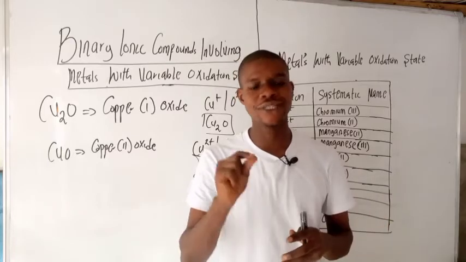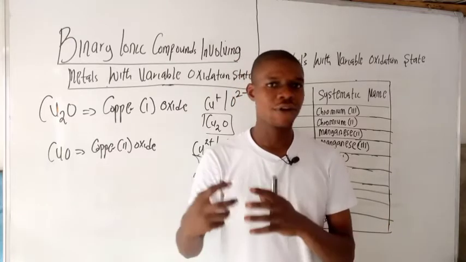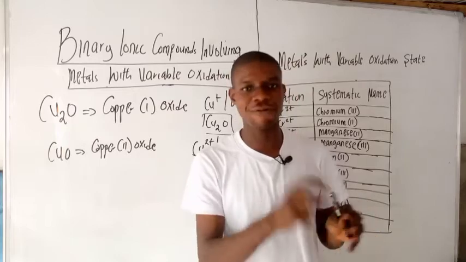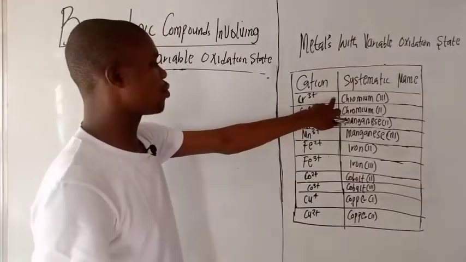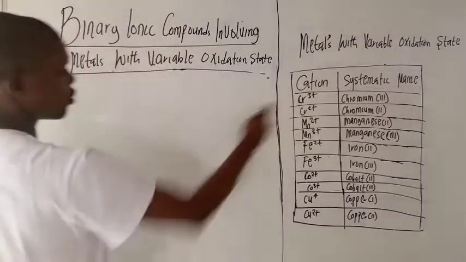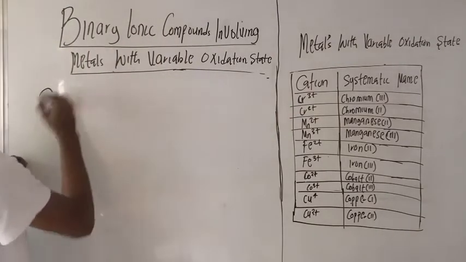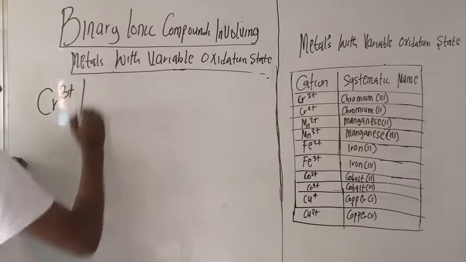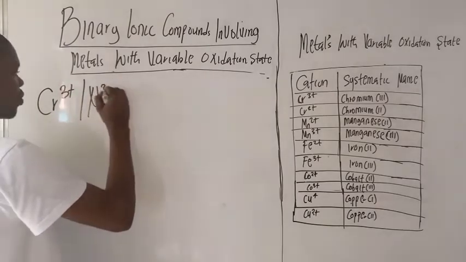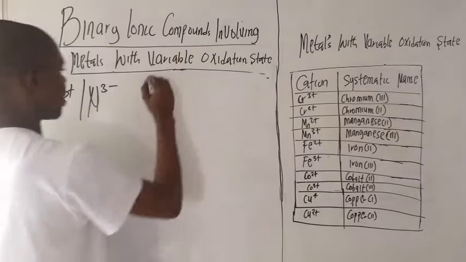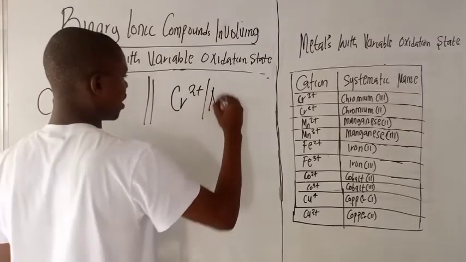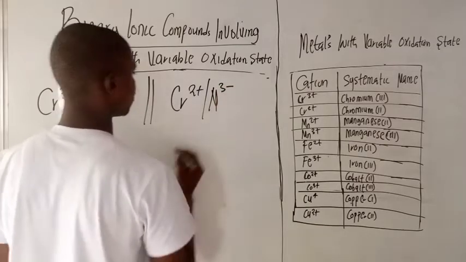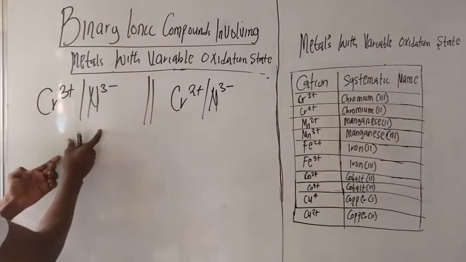to know the oxidation state of that metal that forms that ionic compound. Let's say for chromium. Now, chromium here is Cr3+ and N3-, right? And here we have Cr2+ and N3- here. So if you want to write the ionic compound, how are you going to do that?